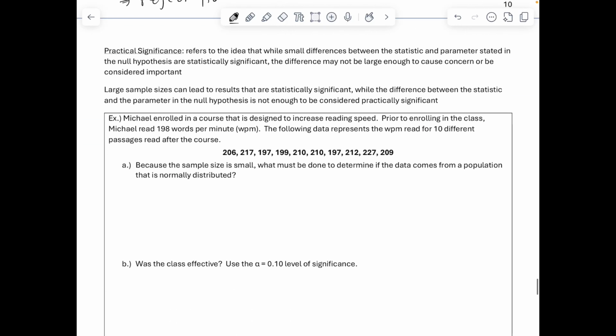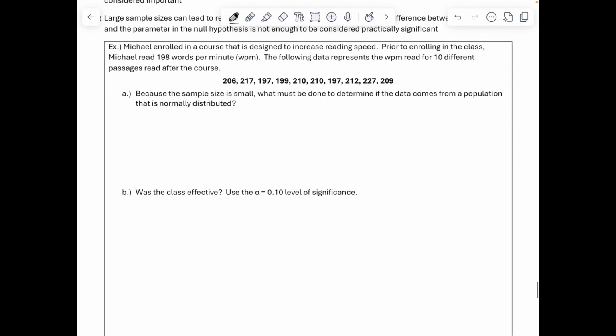So at the top of the next page, we have a few definitions. First one is practical significance, which refers to the idea that while small differences between the statistics and the parameter stated in the null hypothesis are statistically significant, the differences may not be large enough to cause concern or to be considered important. A key idea here is that large samples can lead to results that are statistically significant, while the differences between the statistic and the parameter in the null hypothesis are not enough to be considered practically significant.